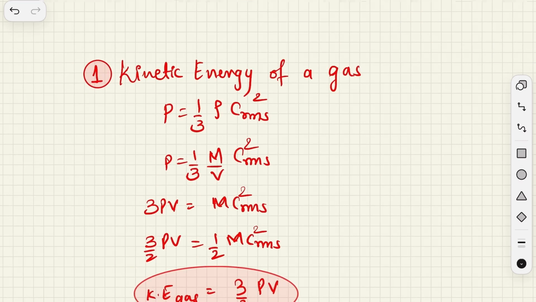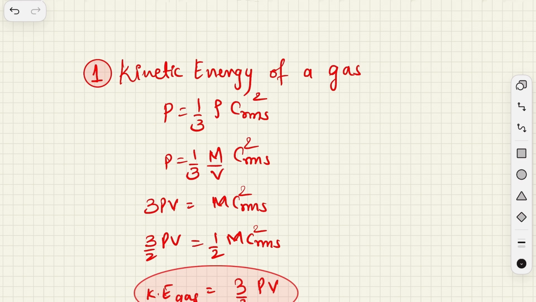Today we are about to study some different forms of kinetic energy for a gas. As you can see on the screen, there are a total of 5 forms of kinetic energy, and the first is the kinetic energy of a plain gas, just a gas. What is the kinetic energy of a gas?